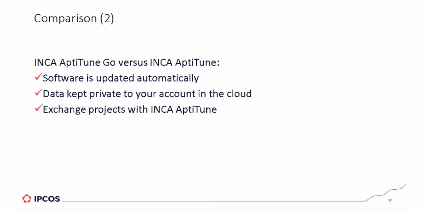Another thing which is important to mention is the projects that you save in the cloud. If you download them, you can open them in the desktop version of AptiTune and the other way around. So if you start tuning in the cloud, but later you find yourself being a heavy-duty user of AptiTune and you want your own standalone version, the projects you saved in the cloud can be opened and continue to be processed in your standalone version of AptiTune.